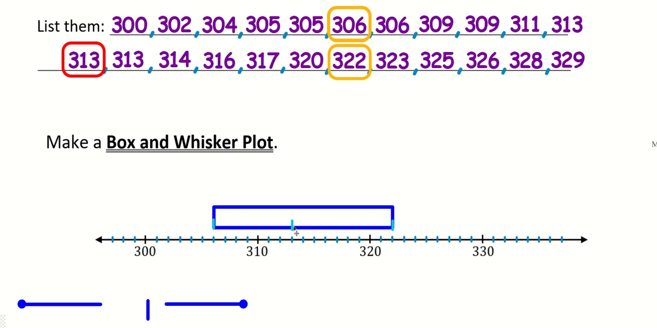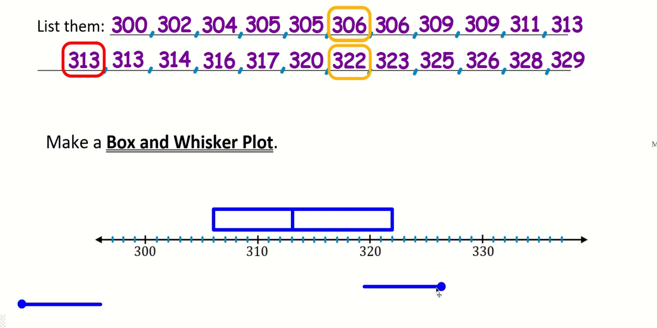So you basically draw this box, this rectangle. Let me get it over top of that stuff. So there's the box part, which starts at the lower median and ends at the upper median, and then we have this line here with the overall median. Then all we really do is draw the whiskers, and the whisker over here is going to go out to the absolute highest number.